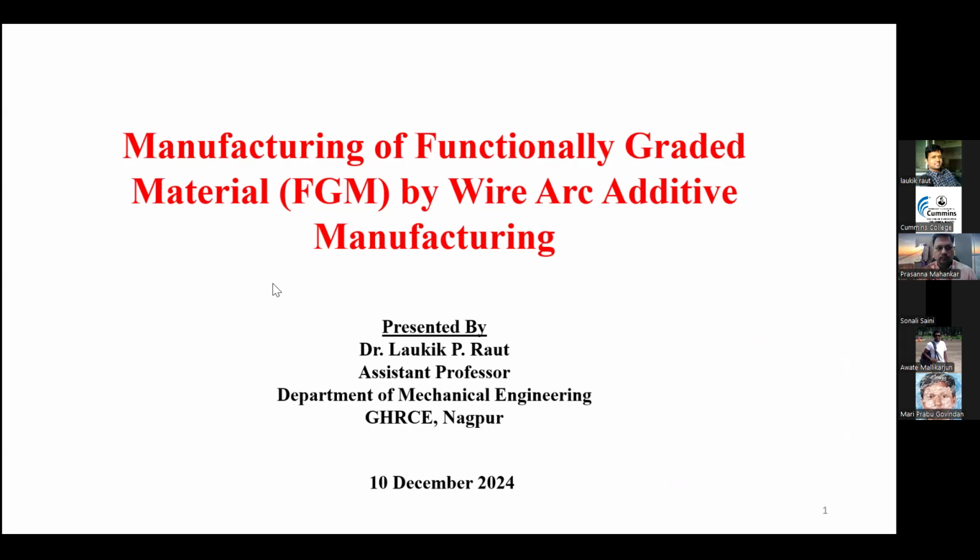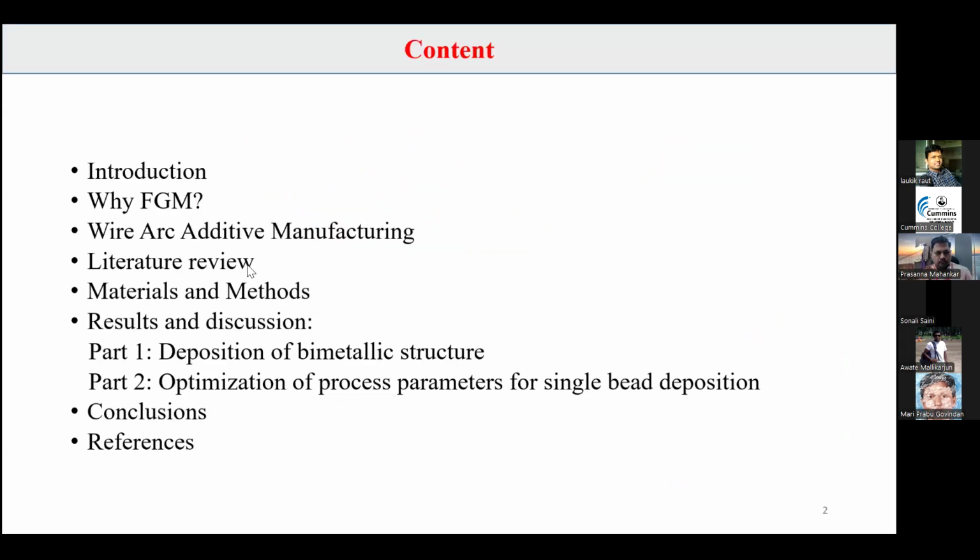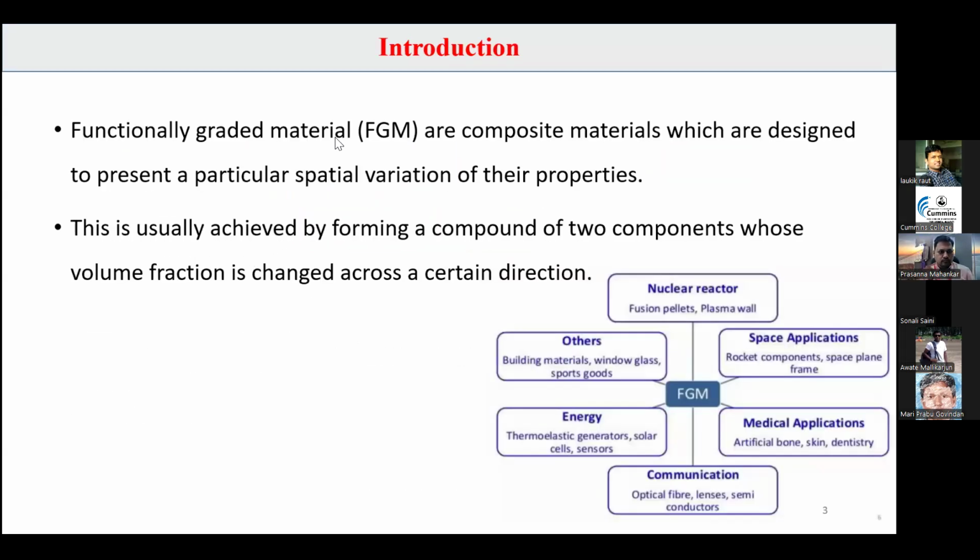So these are the contents of my presentation. First, the introduction. Functionally graded materials are composite materials designed to present a particular spatial variation of their properties. As we move from top to bottom or from bottom to top, the properties gradually change. This is usually achieved by forming a compound of two components whose volume fraction is changed across a certain direction. So along one direction, the properties are changing.